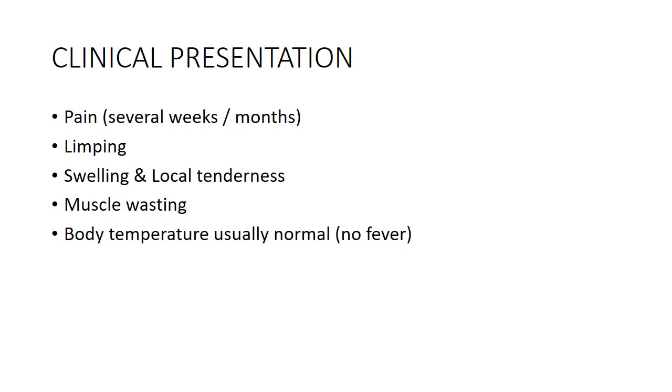The clinical presentation is pain, which is usually there for weeks and months, maybe years, and limping, mild swelling, and localized tenderness. Due to that persistent pain, patients usually develop localized muscle wasting. Body temperature is usually normal. There is no fever. It has an insidious onset. It lacks the features of systemic response like fever.